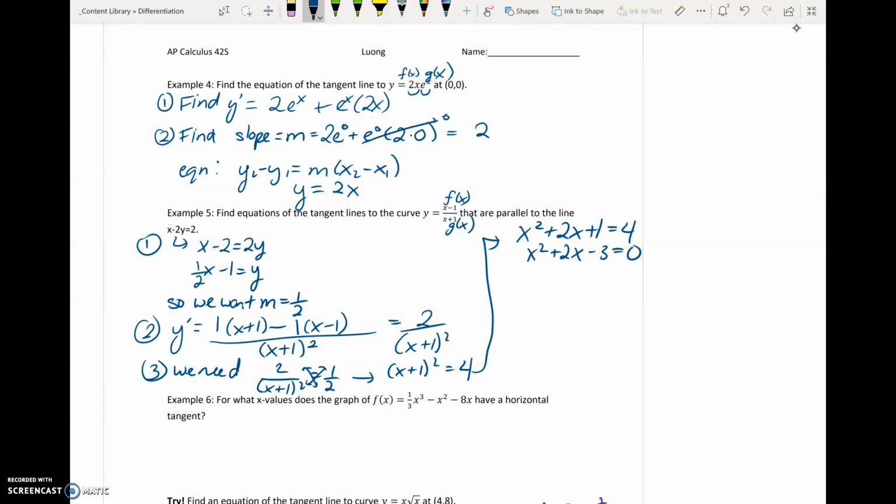And we want to solve for x, so that's why we want to move everything to one side so we can factor in order to solve for x value. And once we factor, we should get x plus 3, x minus 1. So then your x values are negative 3 and 1. We have the x values, we also need the y values.